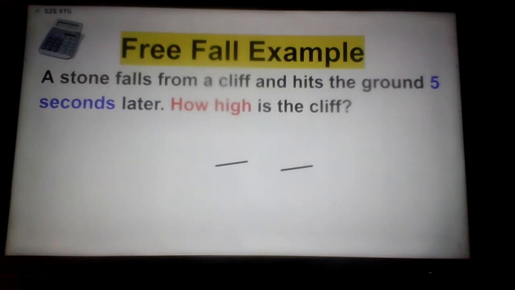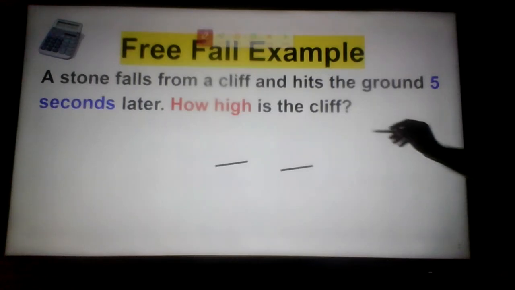Okay, here is the example. A stone falls from a cliff and hits the ground 5 seconds later. How high is the cliff? Now, something that is actually coming right at the end of the notes. If we kick, here's the cliff.